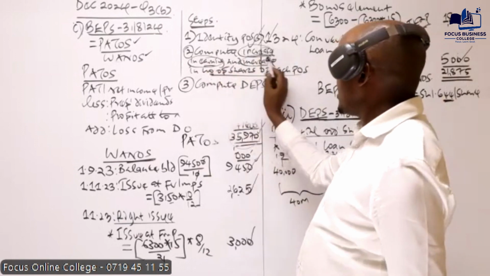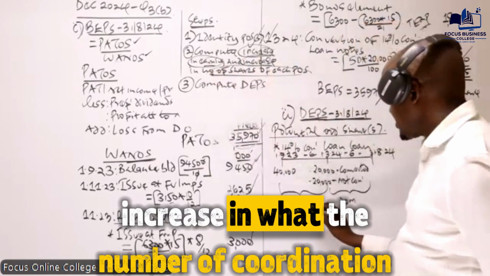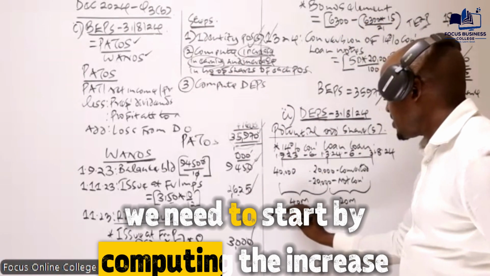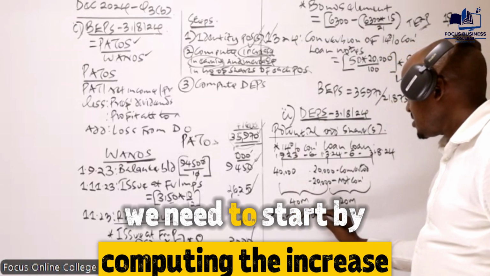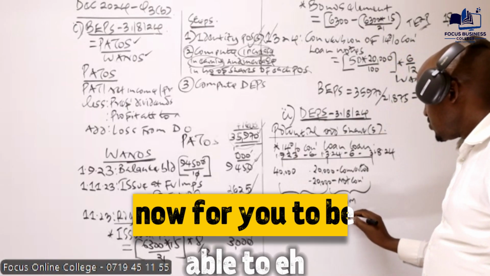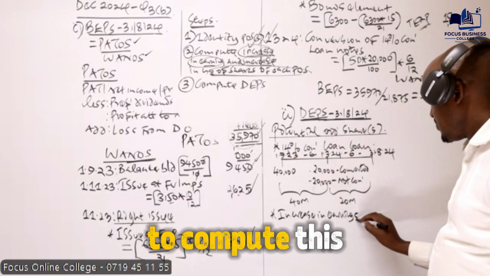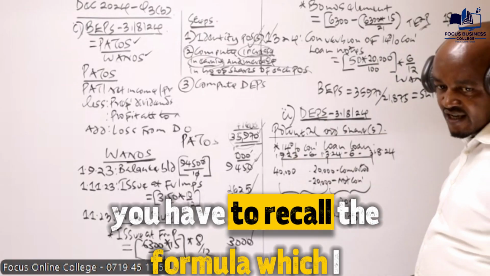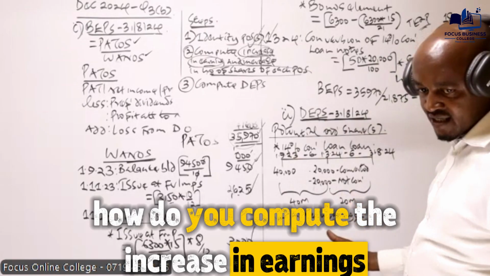Increase in earnings, increase in what? The number of ordinary shares. I think we need to start by computing the increase in earnings. Now, for you to be able to compute this, you have to recall the formula which I gave you. How do we compute the increase in earnings here?